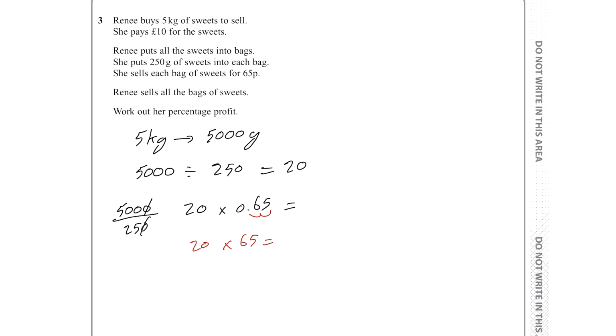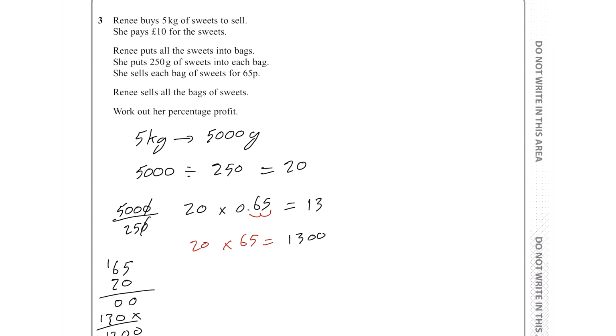And when we get the answer, we can hop the decimal back in. So the way we can do that is 20 times 65. That's 0 and 0. That's 10, that's 12, and that's 13. That's 1300. So the answer here is 1300. But we now need to hop the decimal back in twice. So that will become 13 here because we hopped it out. So she makes £13 altogether.